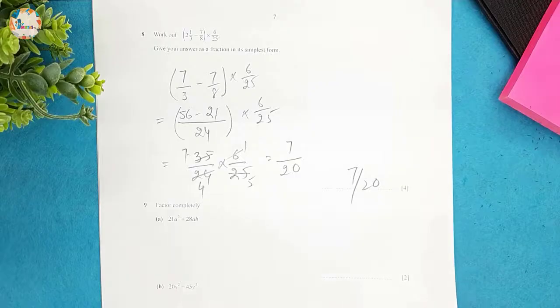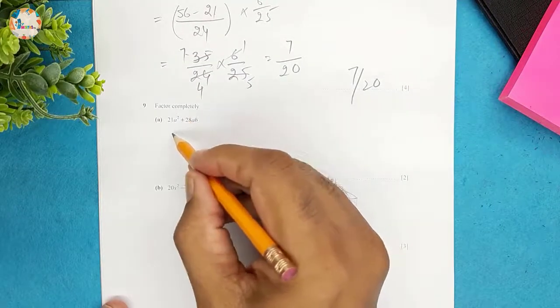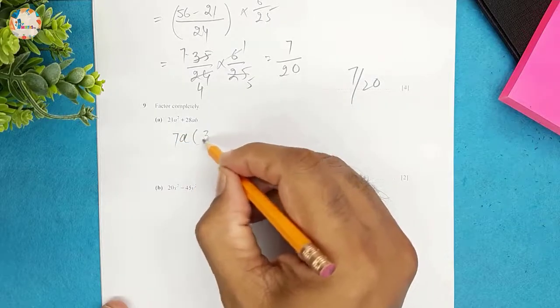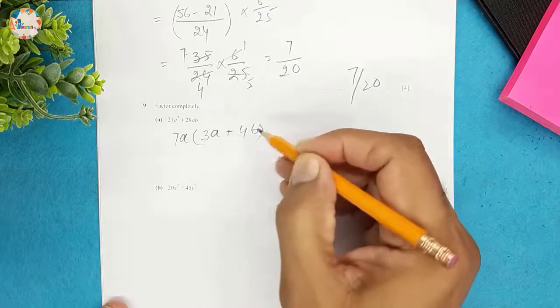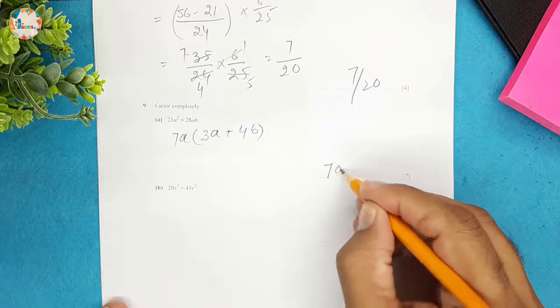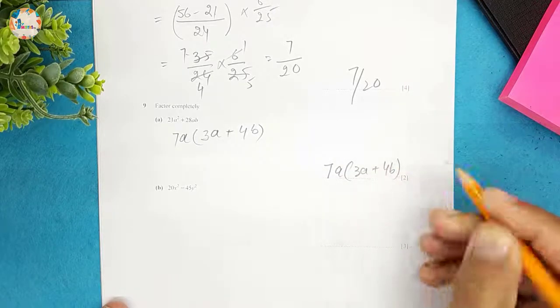Now factorize completely, we have to take the maximum common factor. So 7 we can take out, a also we can take out, so it will be 3a plus 4b, and our answer will be over here at the proper place, 7a into 3a plus 4b.